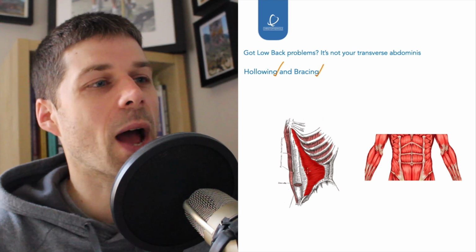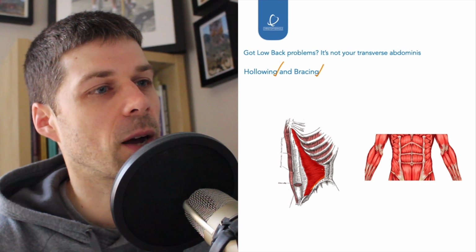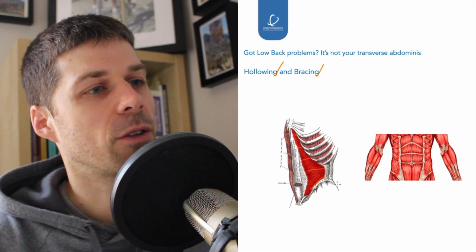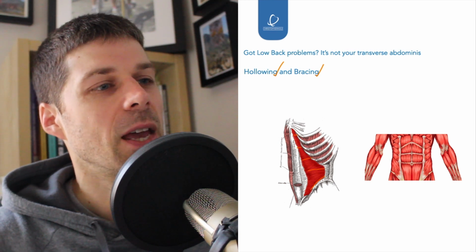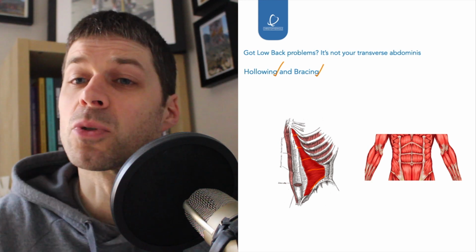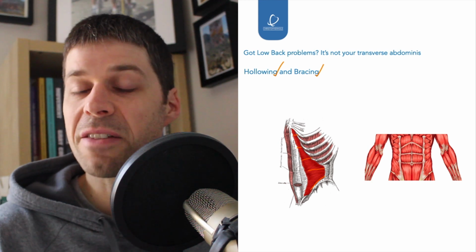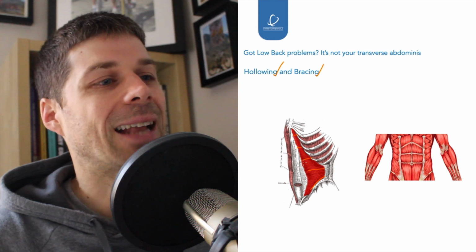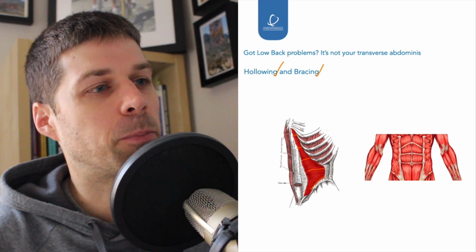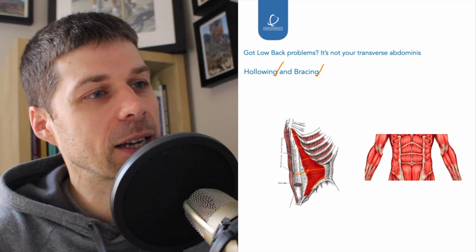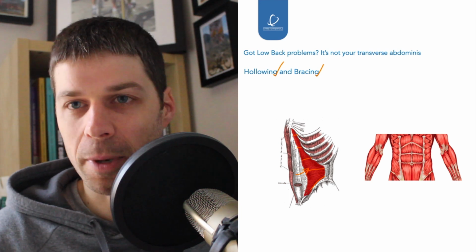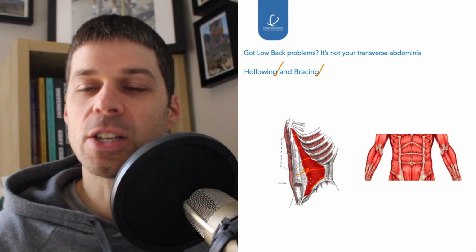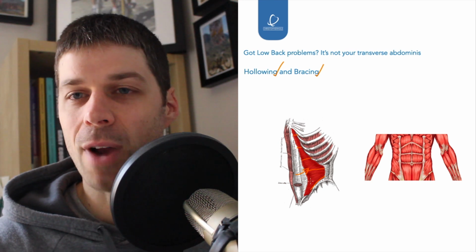So hollowing is where, this is the transverse abdominis, you can see all the fibers through here, and it is where people say you need to suck your navel into your spine. And so essentially all you're doing is you're drawing in or drawing back your abdomen, which is said to contract the transverse abdominis.